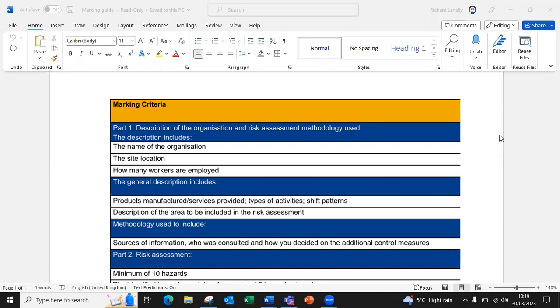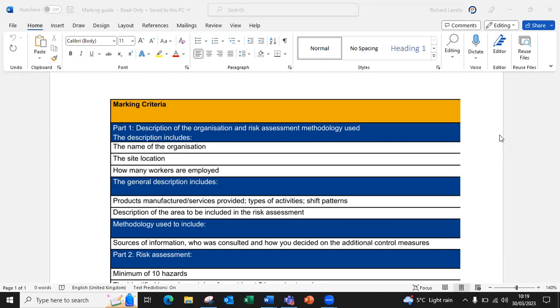So what we'll do is go through an example risk assessment, look at the marking criteria, and also go through some common pitfalls, common errors, common issues that some delegates have and that's led to them being referred.